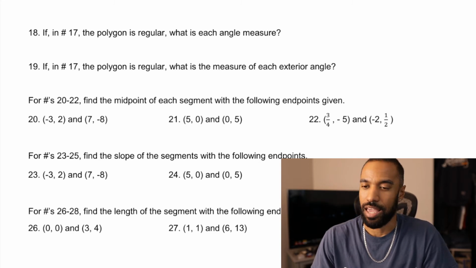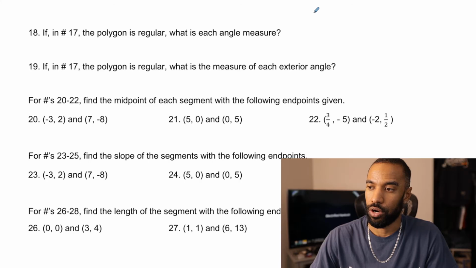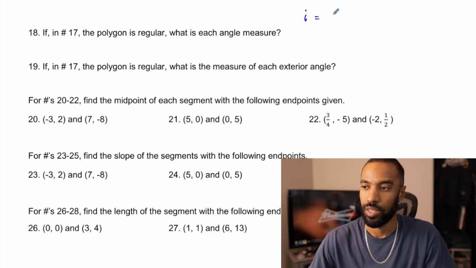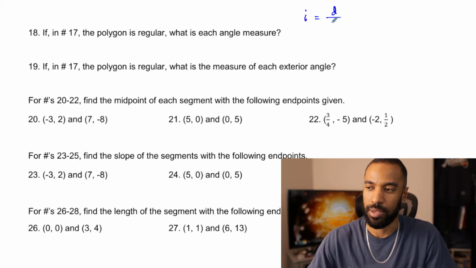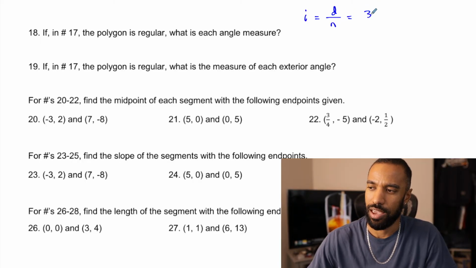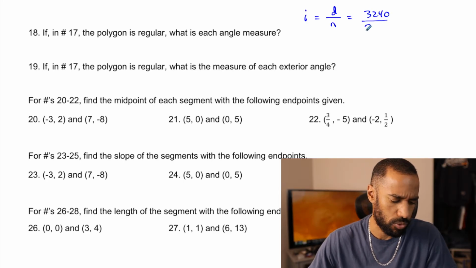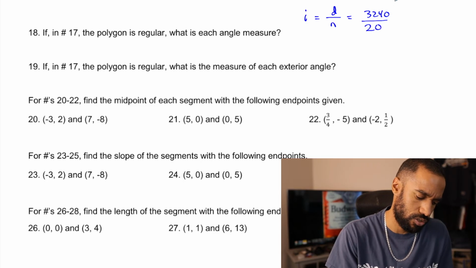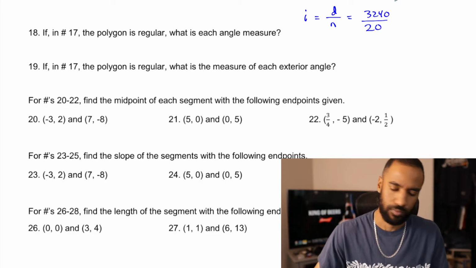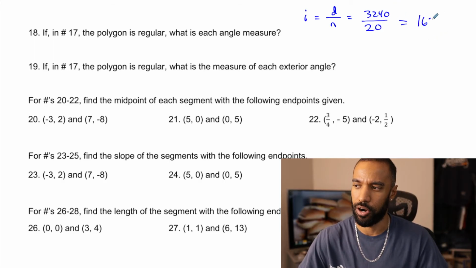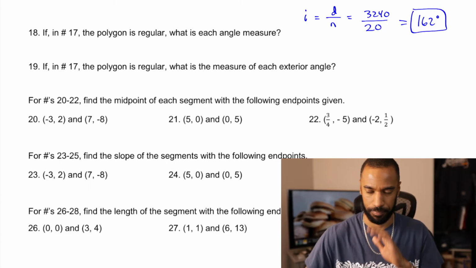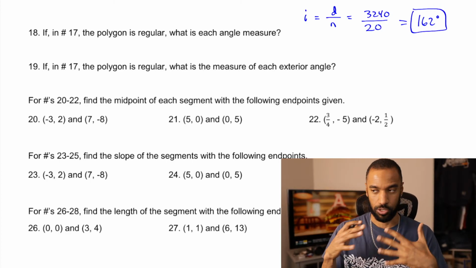Okay, now they say if it is a regular polygon, what is each angle measure? So if I is the measure of one interior angle, then you take the interior angle sum and divide by the number of sides. If there are 3,240 degrees in the angles, and you divide by 20 sides, 3,240 divided by 20, you get 162 degrees per angle. That's what would make them work that way.